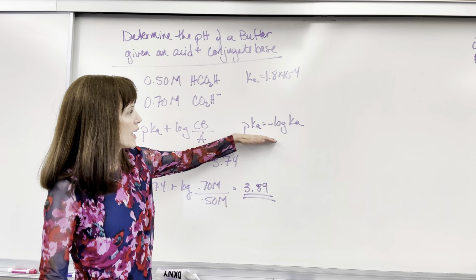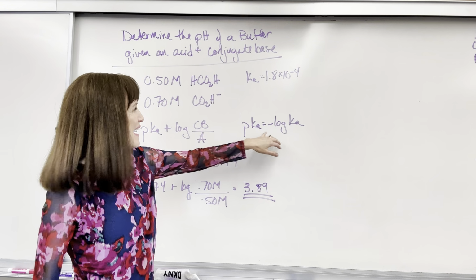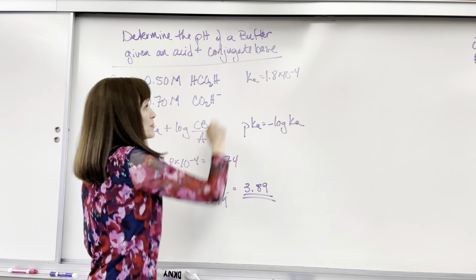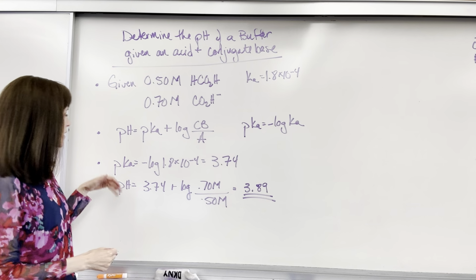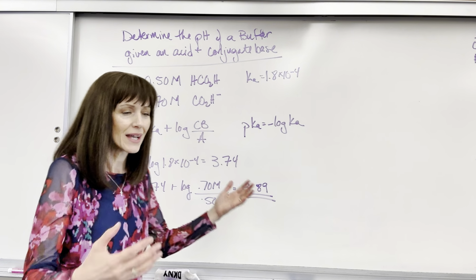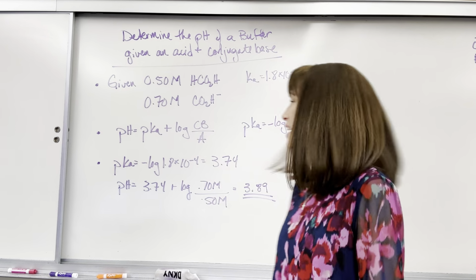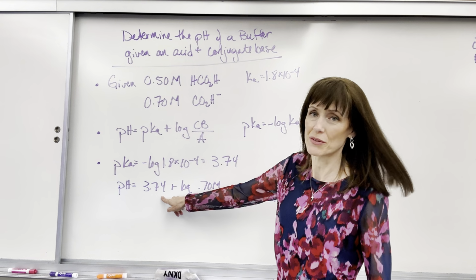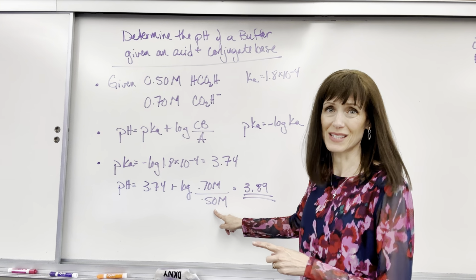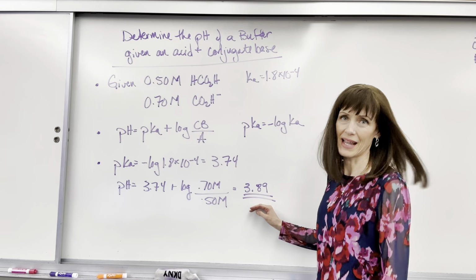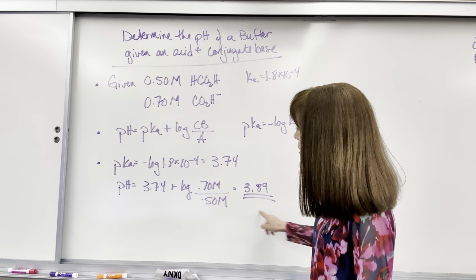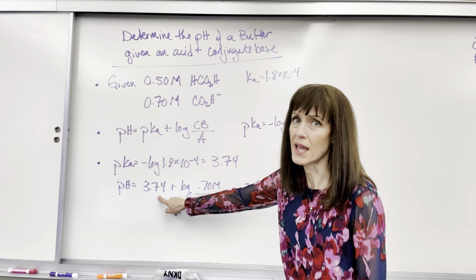And then our pKa equals the negative log of Ka. Here, I found the Ka to be 1.8 times 10 to the negative 4. Plug that in. Negative log of Ka, 3.74. At this point, easy. Plug and chug. pH equals 3.74 plus the log of conjugate base, 0.7, divided by acid, 0.5. And we got 3.89.